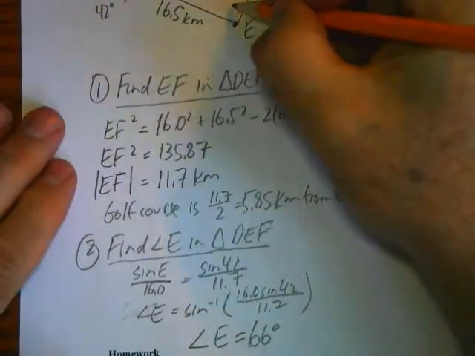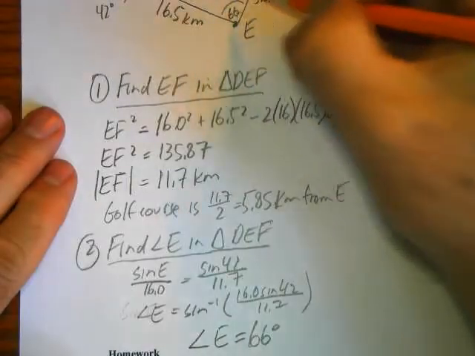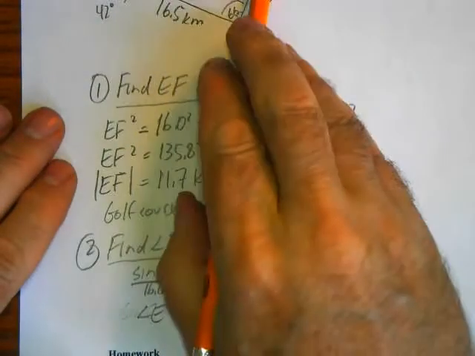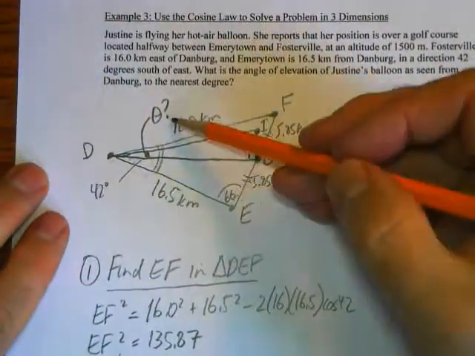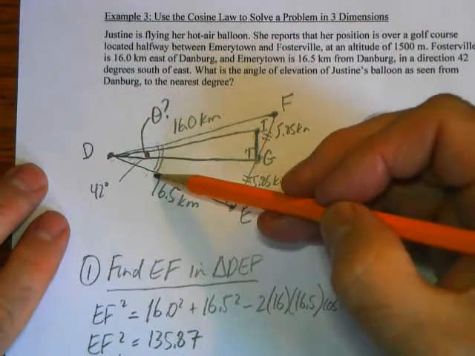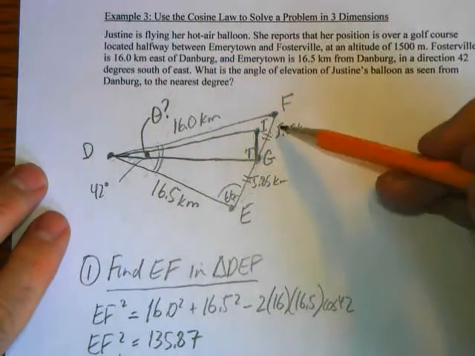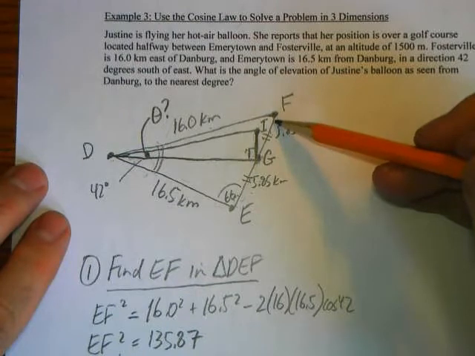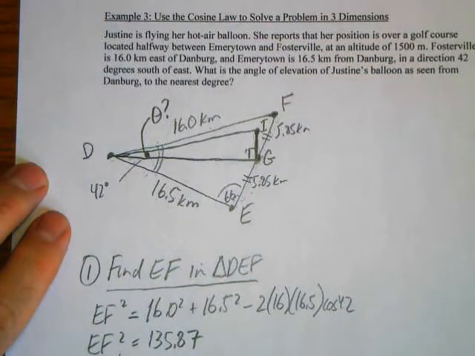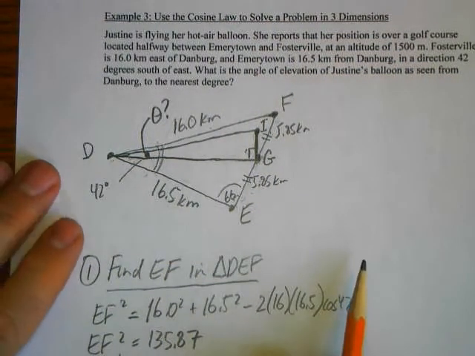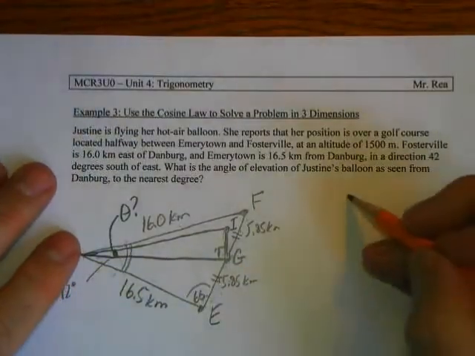Okay, so I can go back to my picture here, put a 66 in there. We could figure out what F is, because we've got that's 42 at D, 66 at E. We could figure out F, but we're not actually going to use it. So let's just stick with what we need. Now we go to the third step.